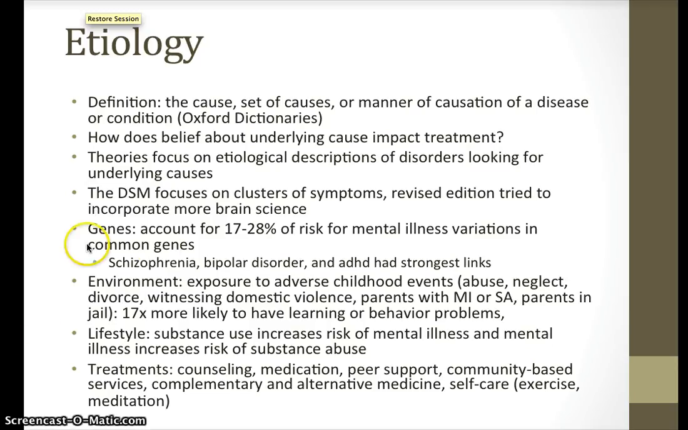So we know that genes account for about 17 to 28% of the risk for mental illness, and the strongest links for a genetic component would be with diseases like schizophrenia, bipolar disorder, and ADHD. However, we also know that depression, anxiety, addiction all have a genetic component as well.